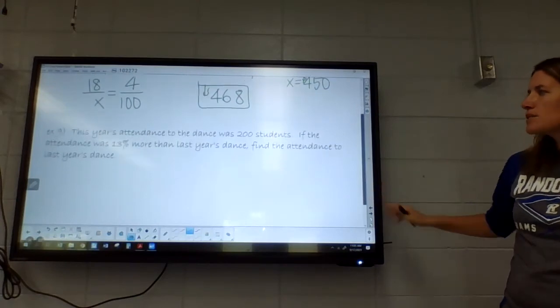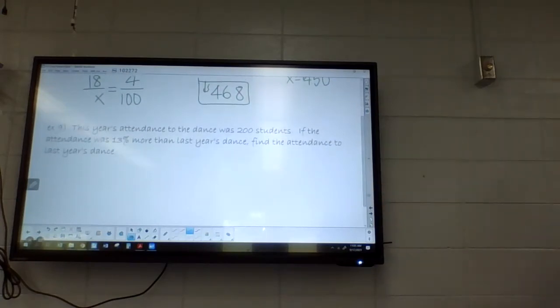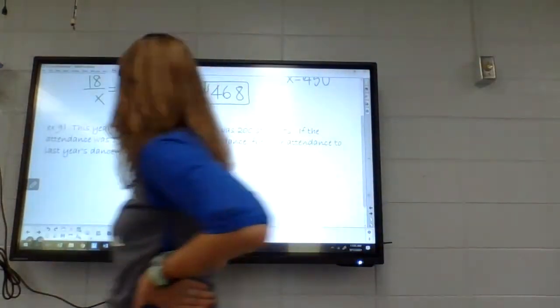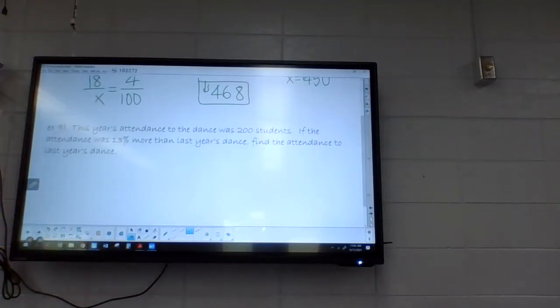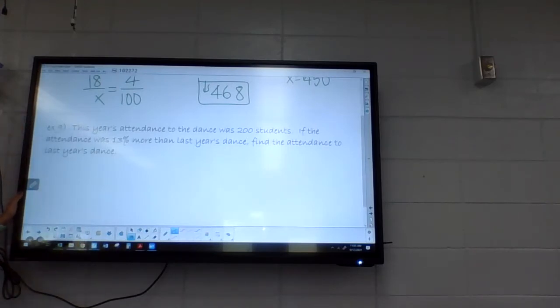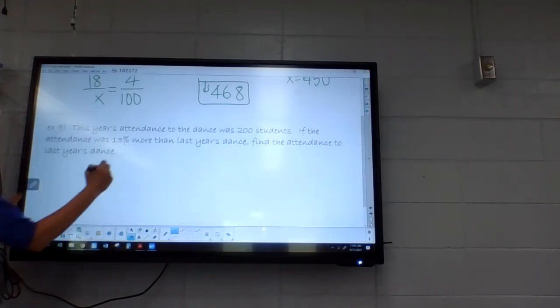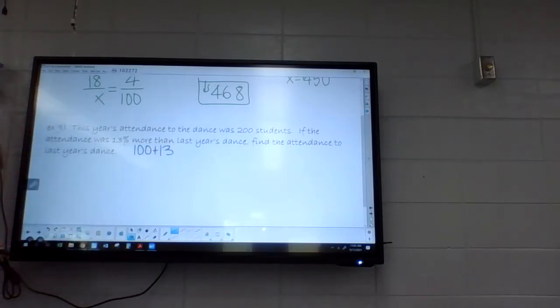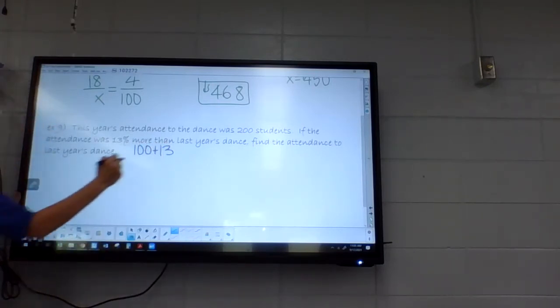Okay. So it says this year's attendance to the dance was 200 students. If the attendance was 13% more than last year's dance, find the attendance to last year's dance. So 13% more than last year's dance. So that's an increase, right? For an increase, we can think about it using the 100 plus 13 percent.